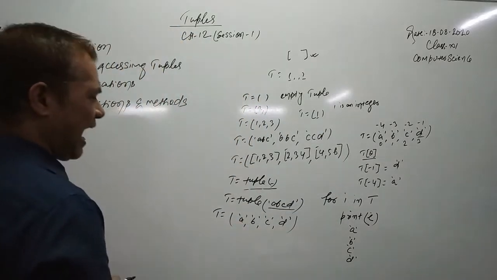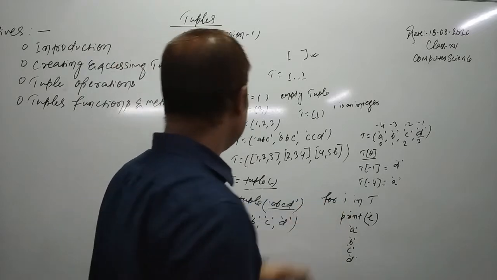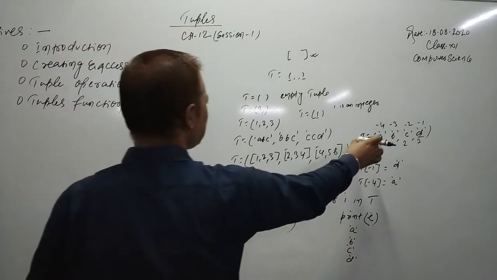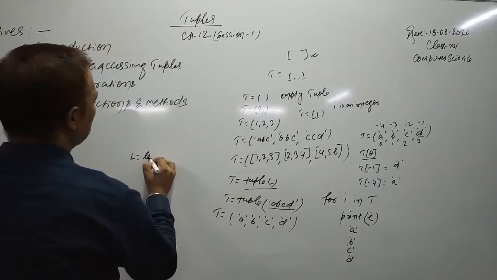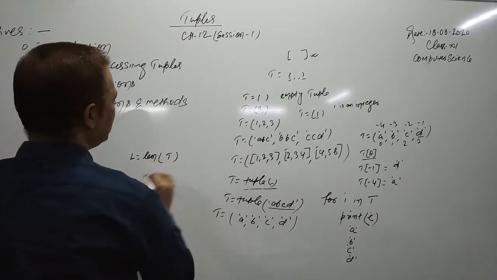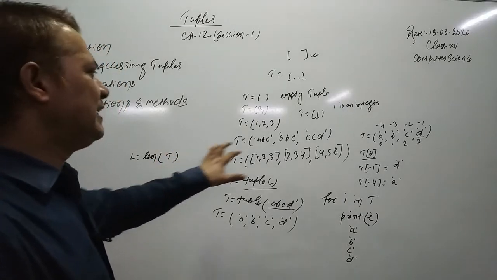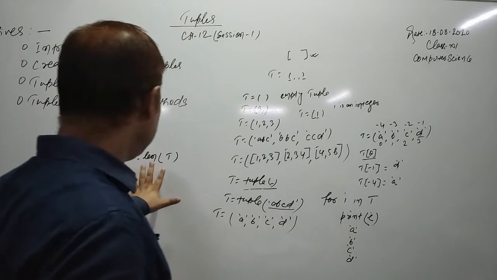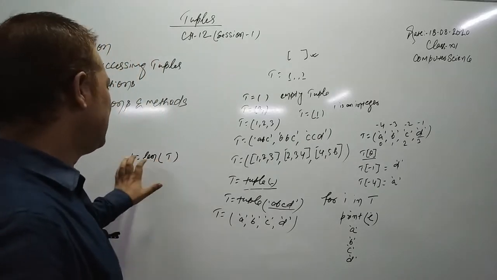The length method, as you have used in the case of list, can also be used here. For example, if you want to access each element of the tuple T, another way is to say L equal to len of T. First of all, you have to find out the length of the tuple, that is T in this case, by using the len method. You all know len basically finds the length, and it is stored in L.